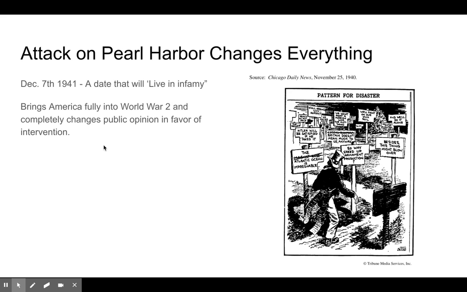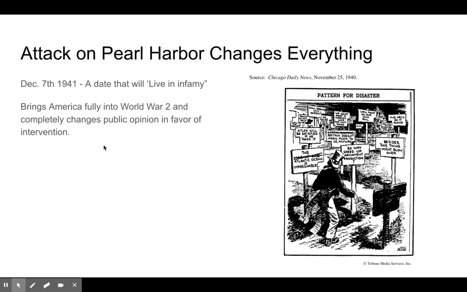But the attack on Pearl Harbor changes everything. On December 7th, 1941, the Japanese Air Force attacks the American military base at Pearl Harbor in Hawaii. FDR called this a date that will live in infamy. This brings America fully into World War II and completely changes public opinion in favor of intervention. America is going to declare war, and we're going to be fully in at the end of 1941 and at the beginning of 1942.